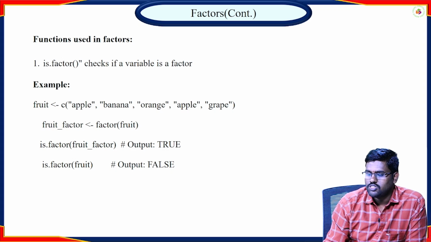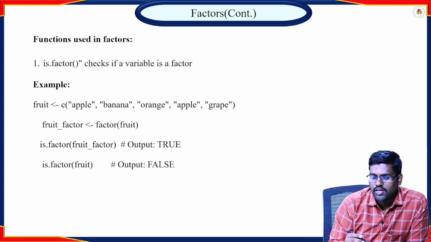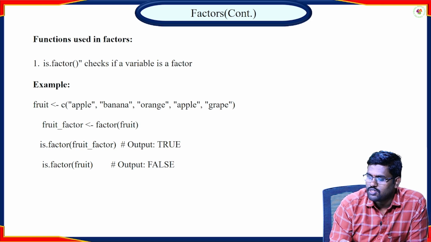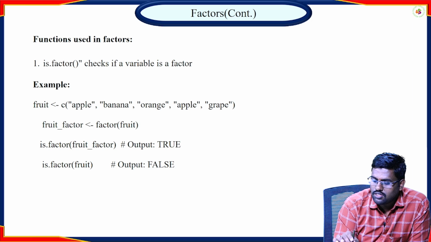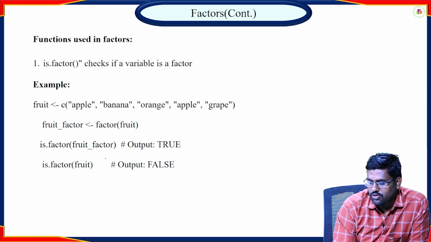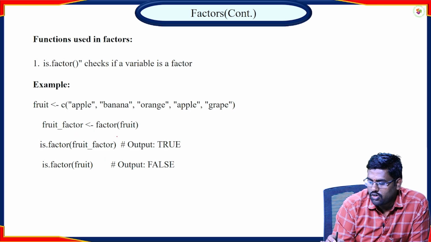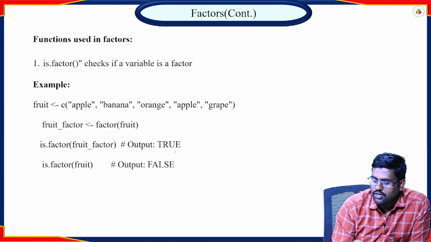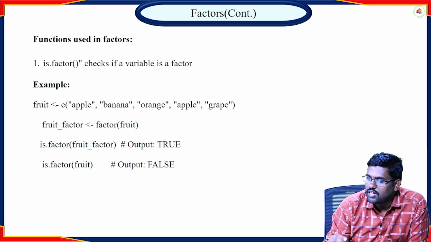Next one, functions used in factors. We have two functions. First one is is.factor. That means whatever variables we have defined, does it belong to factor or not. First I took the variable name as fruit. Fruit contains different types of fruits: apple, banana, orange, apple and grape. Fruit factor means factor of fruit, that means this contains the factor of these values. So is.factor of fruit_factor, where fruit_factor is the factor of fruit. That's why it is a factor of fruit, so it will display TRUE. In case is.factor of fruit contains only a vector, it does not have any factor representation, so that's why it displays FALSE.